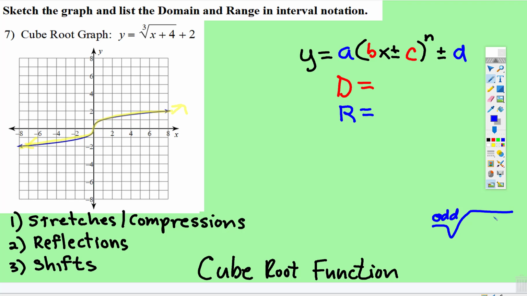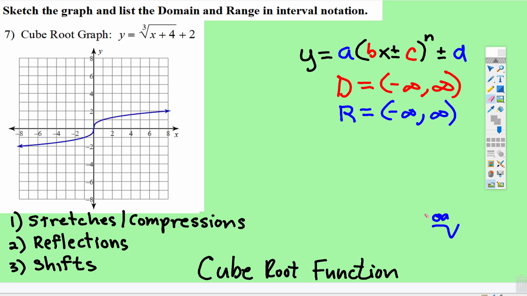So it doesn't matter what we do to transform this, the domain will be negative infinity to positive infinity, and the range will be negative infinity to positive infinity. Because even if it's flipped up and down, flipped over the y-axis or x-axis, it's still going to look some version of this. Okay, let's get to the actual transformation.